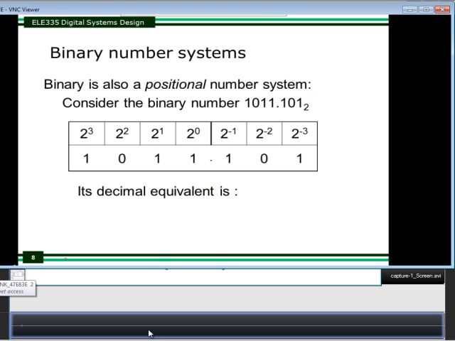Binary number systems. Binary is also a positional number system. However, our numbers increase or decrease in powers of 2. So what's the decimal equivalent of that binary number? Who can tell me? We've got about 1 minute to work it out, and then I'm going to pick on someone to come and tell me what the answer is. Is he right? Yeah. Great man.